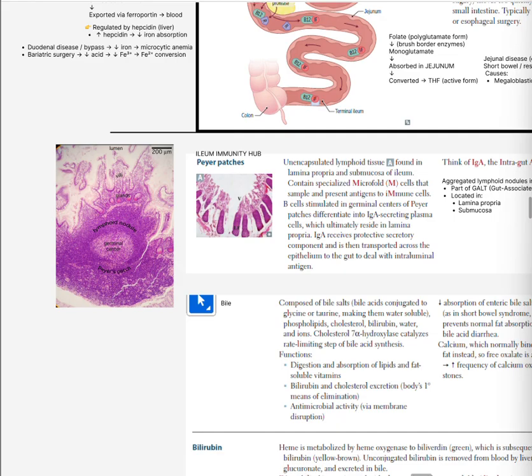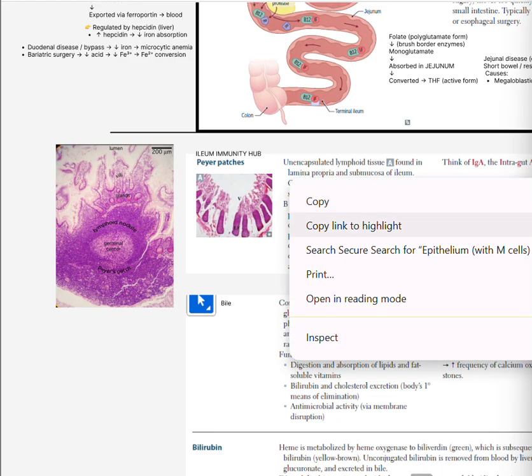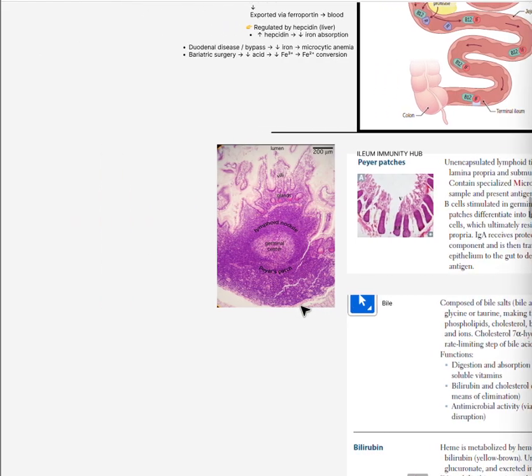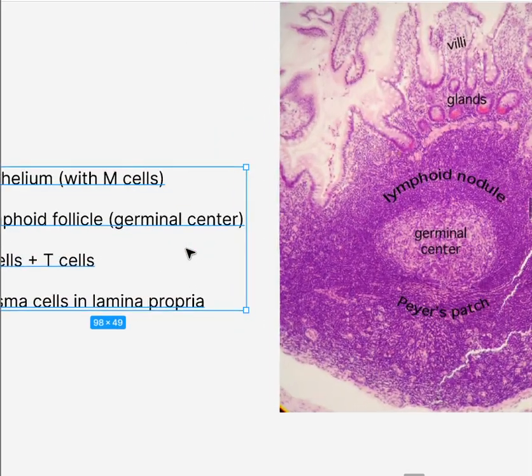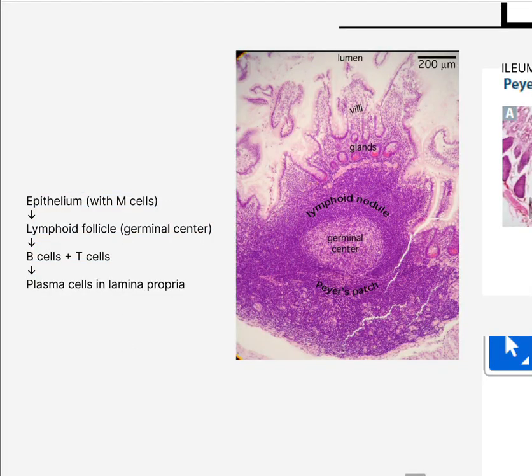And what do we know about it? Basically, it's located in the lamina propria and submucosa, and it's gut-associated lymphoid tissue. What happens is that the epithelium with M cells leads to lymphoid follicles that have germinal centers. You can see the germinal centers here. This gives you B cells and T cells, right? Now, this germinal center is a lymphoid follicle, right? And then we have B cells and T cells here, and there are plasma cells in the lamina propria.